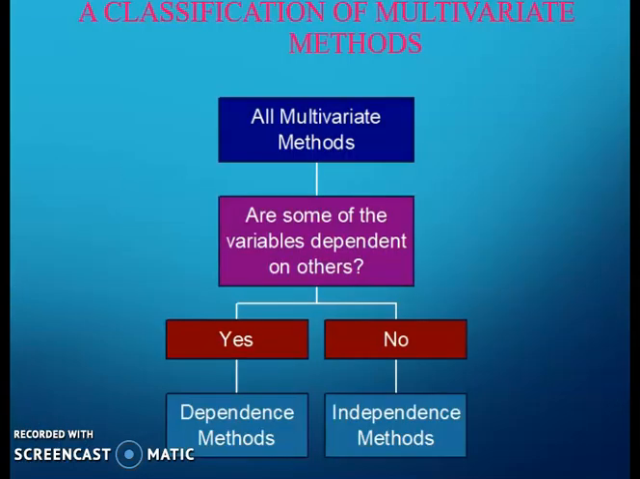Then next are the different multivariate methods, or what we call advanced analysis. We have to find out whether some variables depend on others. If yes, then we go for a dependence method, and if not, then an independence method. Whether dependent or independent, there are different types which we will see in the next video.